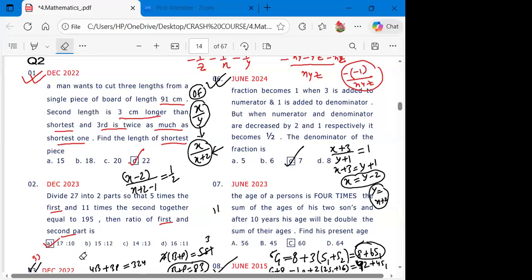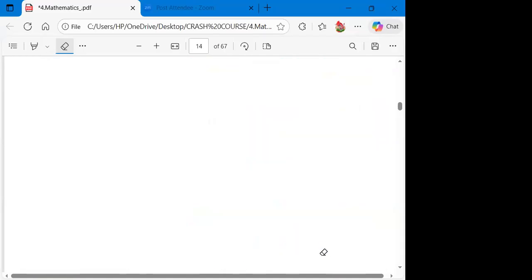And remember what I'm telling here. Until you write it down in equation format, you find the question too difficult. But once you write down the equation format, it will be very easy.